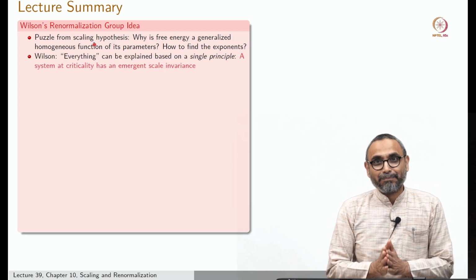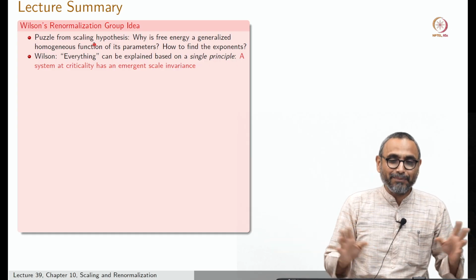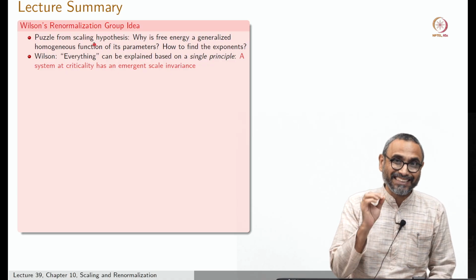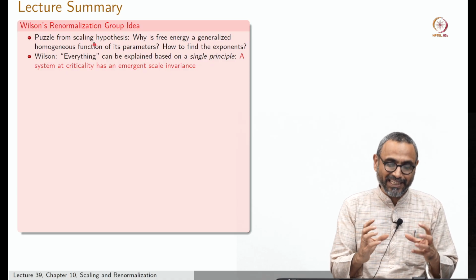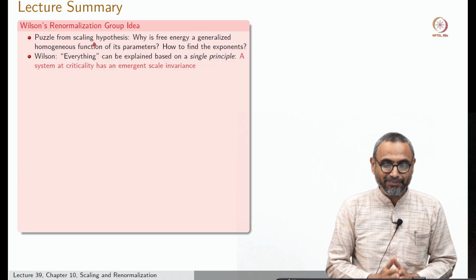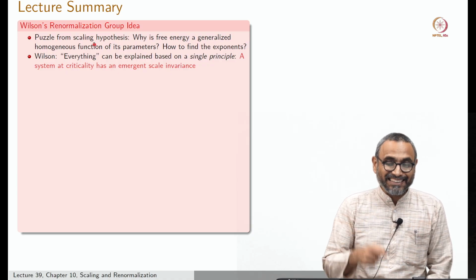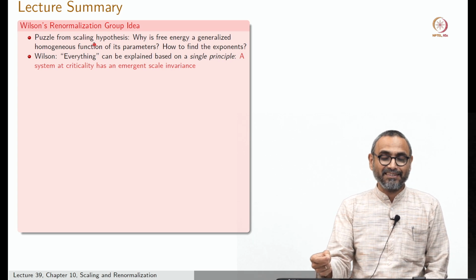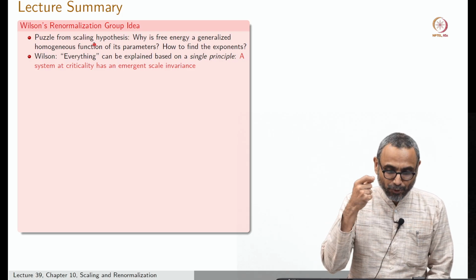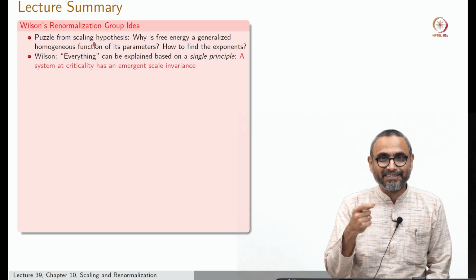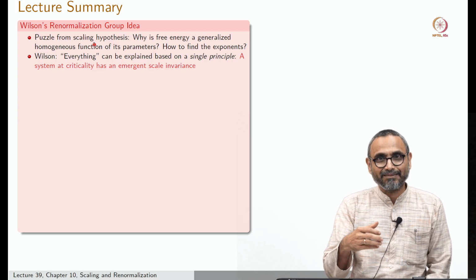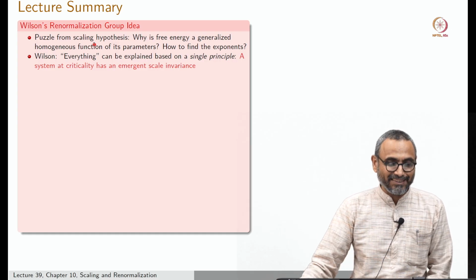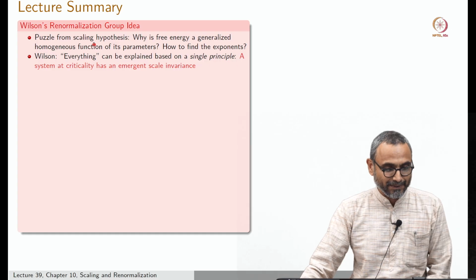So Wilson made the statement that everything, quote unquote everything, meaning all aspects associated with universal phenomena, can be understood based on a single concept. We introduce one single idea into the game. It's like a principle: a system at criticality has an emergent symmetry called scale invariance. If you insist on this, that all critical points have to satisfy this condition, then you will see that all else follows, in a sense.